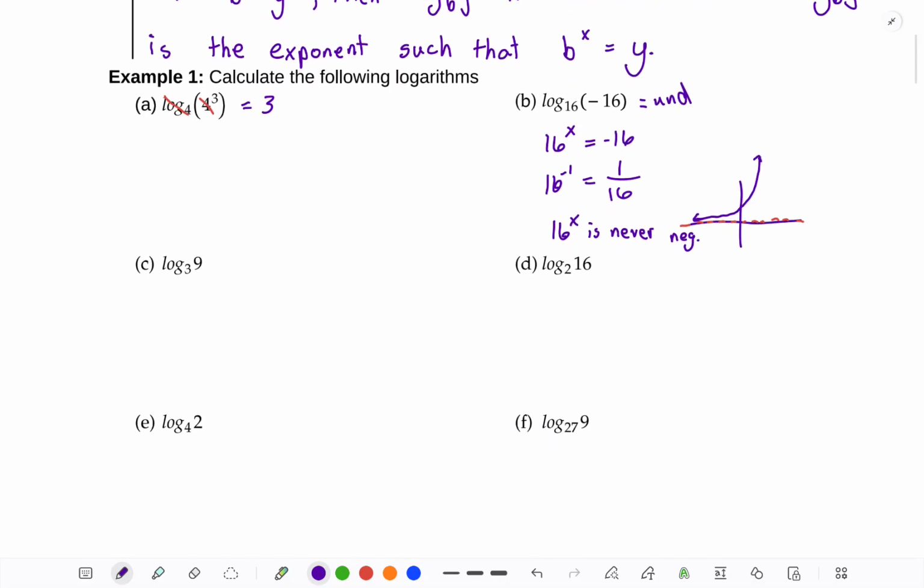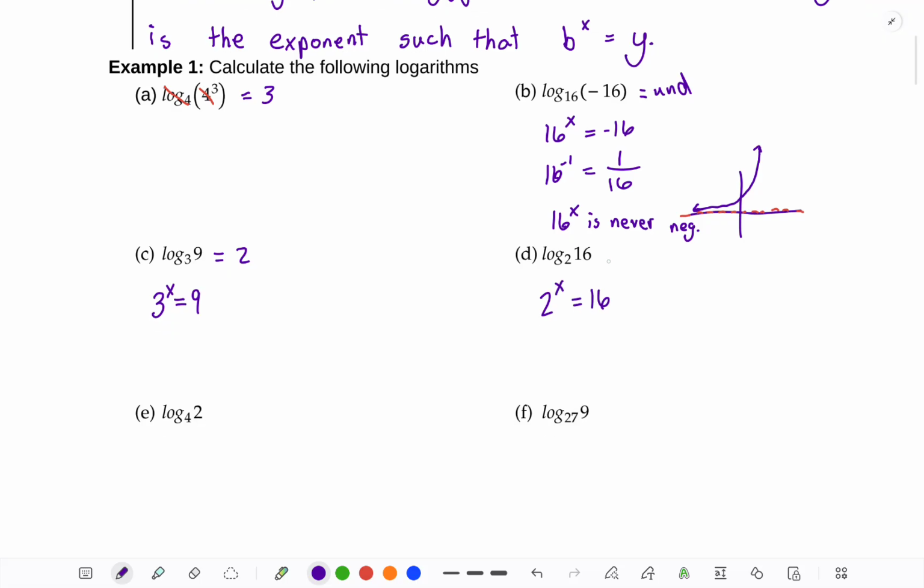Okay, part C, log base 3 of 9. Again, that's 3 to what power equals 9? Well, that's 2. So log base 3 of 9 is 2. Log base 2 of 16 is 2 to what power is equal to 16? Well, 2 to the 4th power equals 16, so log base 2 of 16 is 4.